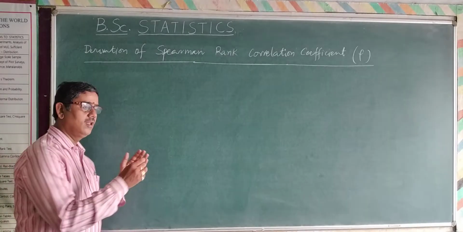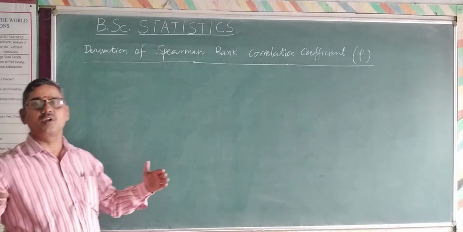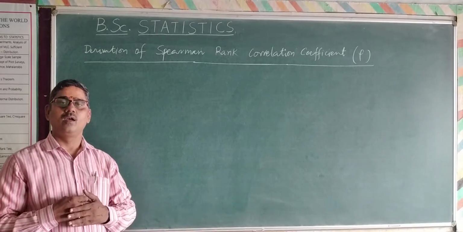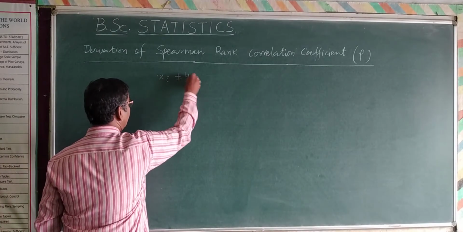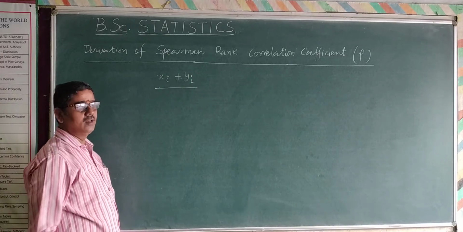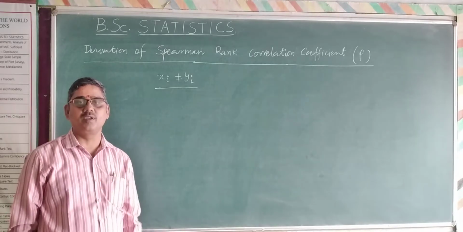For A, let us consider X1, X2 and so on, Xn are the ranks. For B, Y1, Y2 and so on, Yn are ranks. And you consider one particular assumption that Xi is not equal to Yi. Okay? X's are ranks of A, Y's are ranks of B.